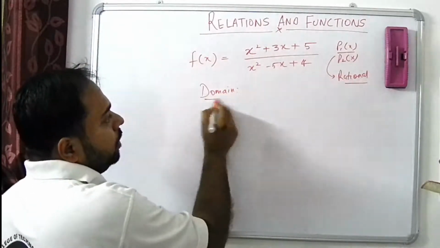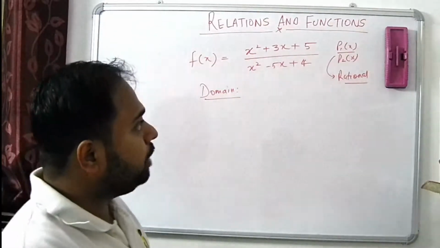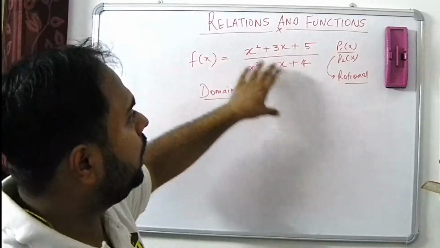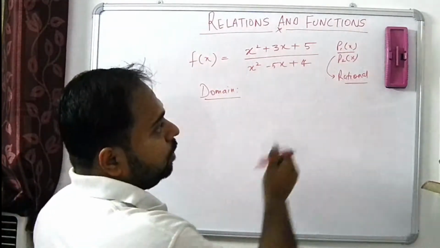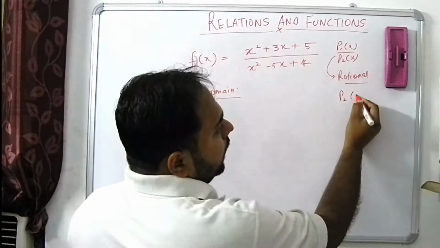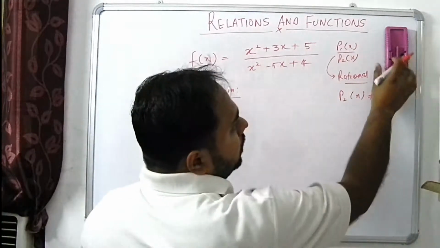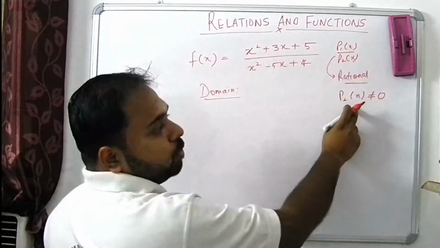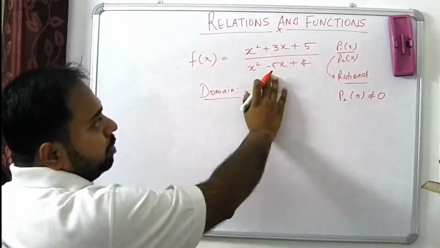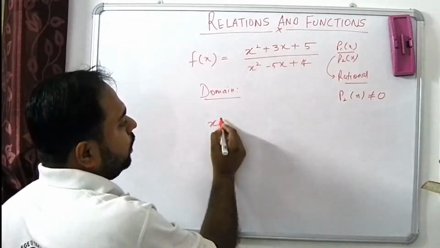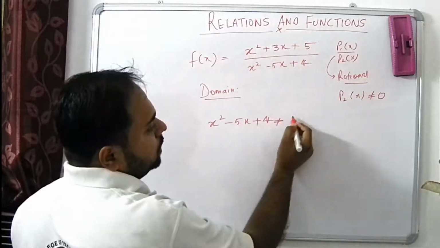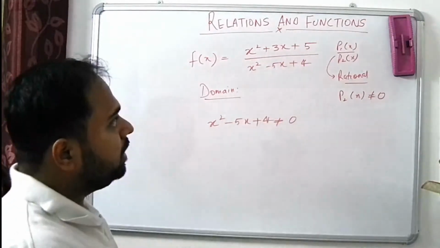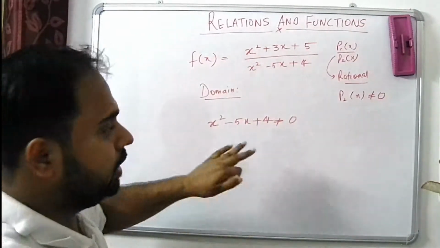Domain means what all values of x can I put in here. I've told you whenever there is a function in the denominator, for a rational function p2(x) should not be equal to 0. That was the condition that we had. So my only point is x square minus 5x plus 4 should not be equal to 0, else I'm fine with everything. Whatever you put here, everything is there.